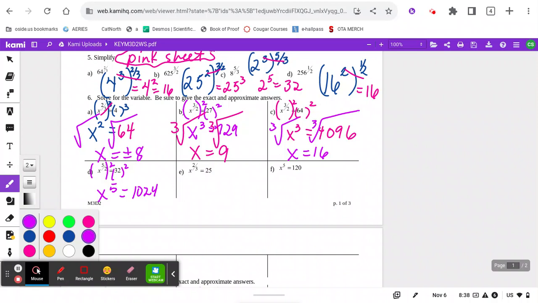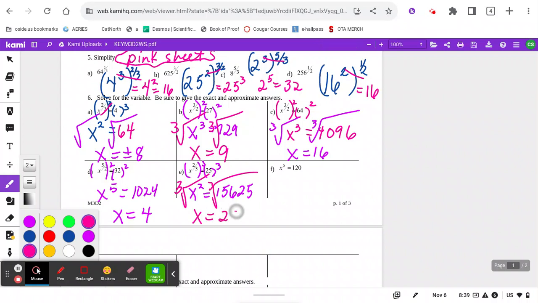Yep, it is 4. All right, power of 3. We get that x squared is equal to 25 to the third. 25 times 25 times 25 is 15,625. Taking the cubed root of that to both sides, we get that that is 25. By the way, this was the fifth root of both sides.